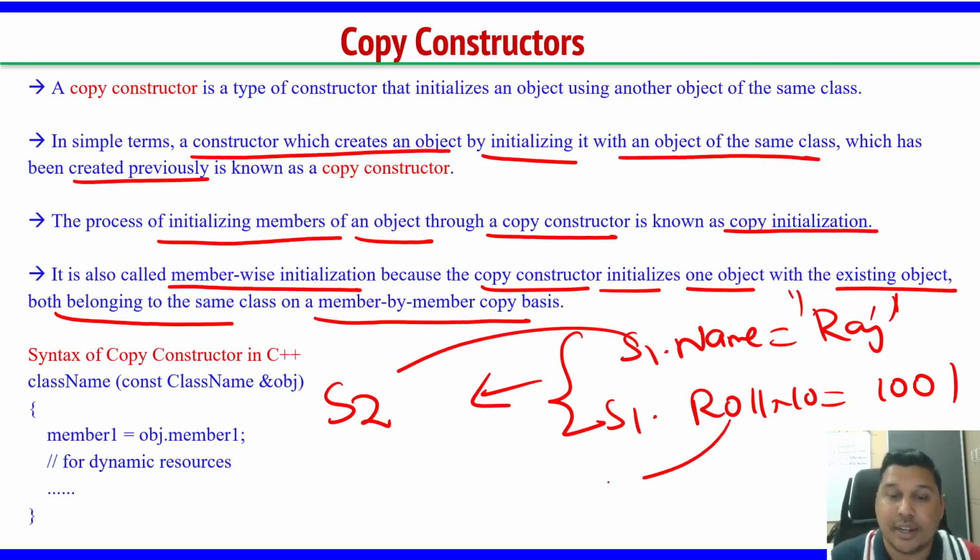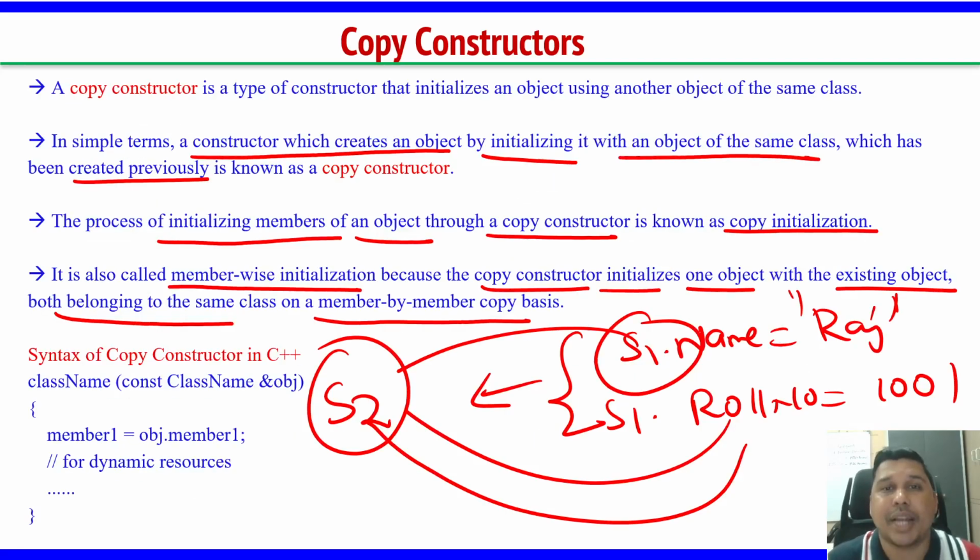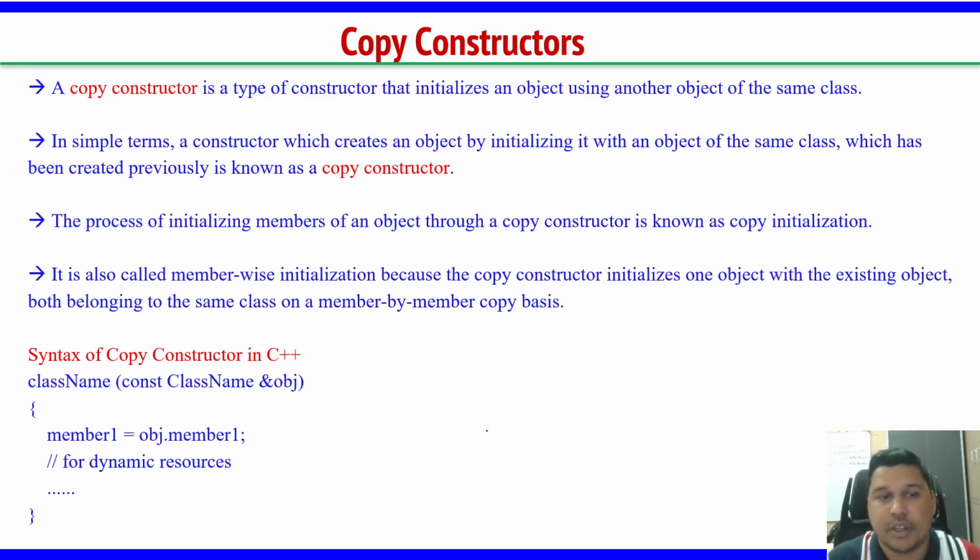Name first, then roll number, then something else. All the parameters that are there are copied one by one into the new object. Okay, the condition here is that both S1 and S2 should belong to the same class, right? This is the concept of copy constructor. What is the syntax here? See, class name, constant, class name, object. Okay, we will understand this much better with an example, right?